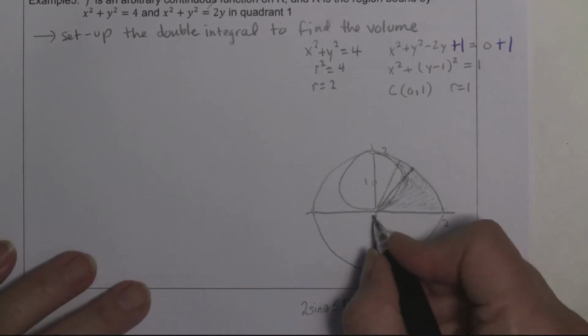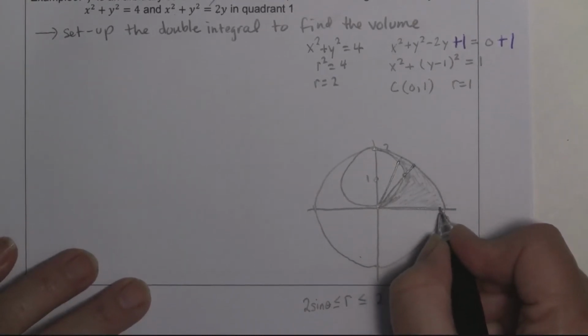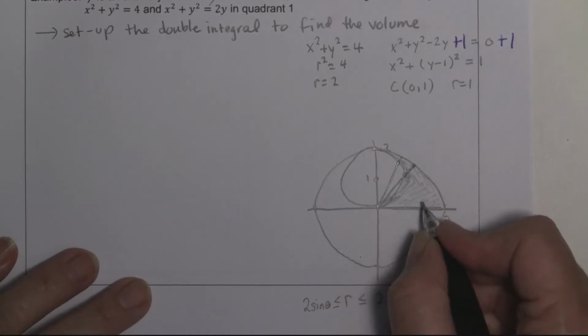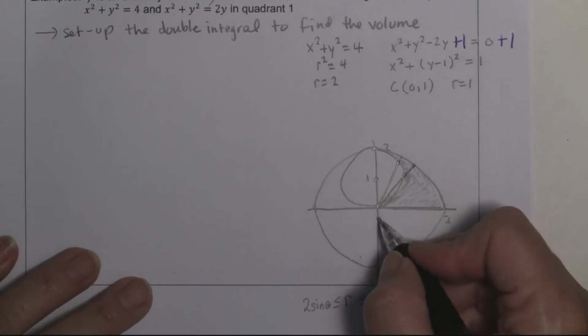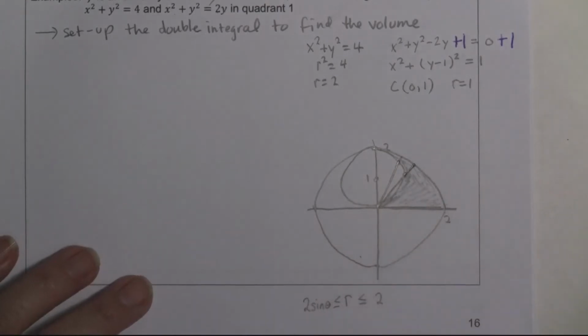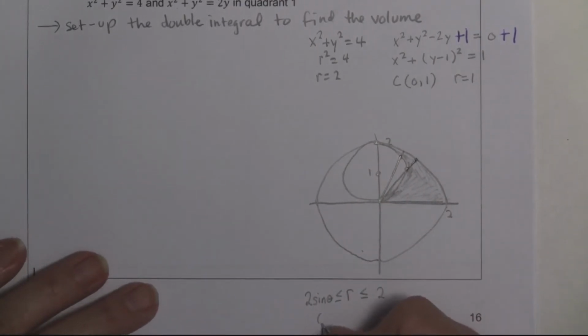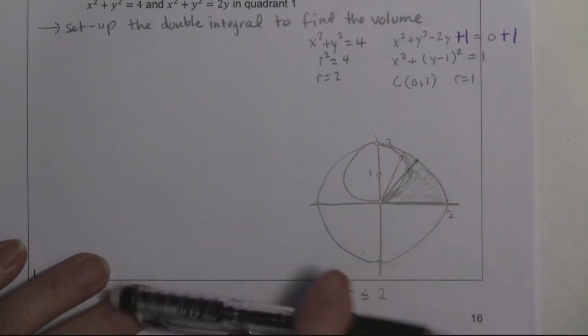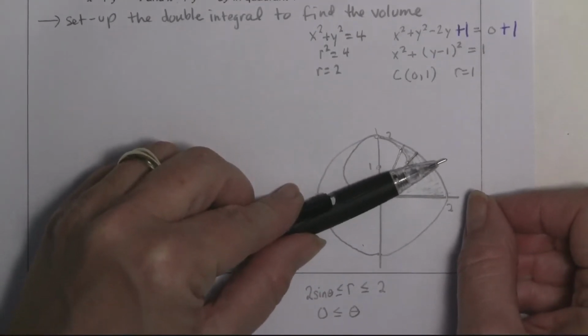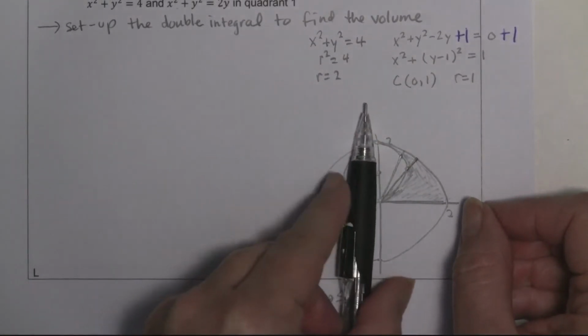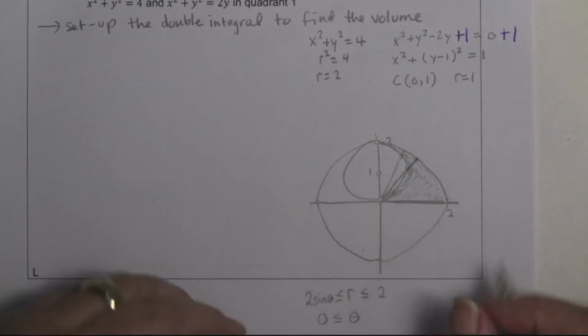And so my theta, where does it go from? It goes from here at 0, right? And this circle is centered at the origin, so I don't really have to worry. And so I'm going from 0 to where? So I'm going to go here from 0, and my thetas are going to go all the way to, I hope you're saying pi over 2.